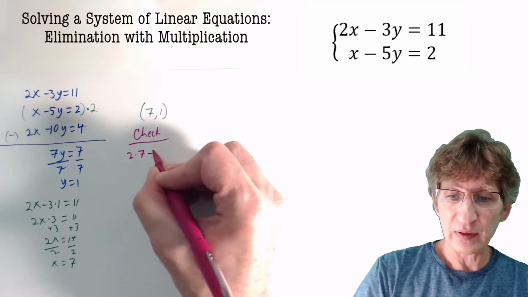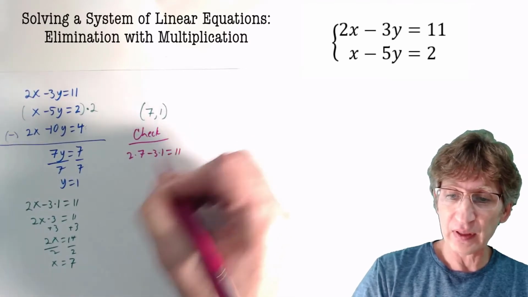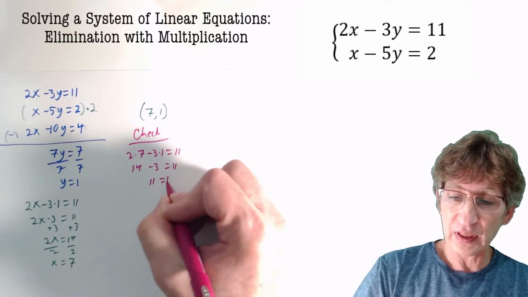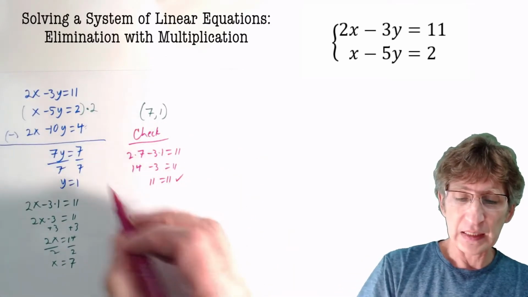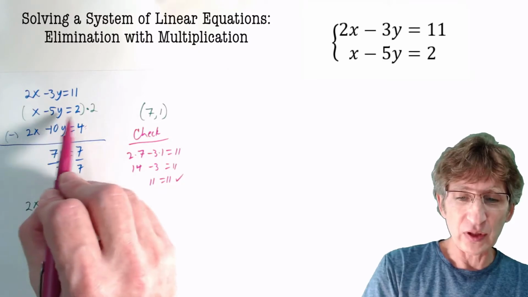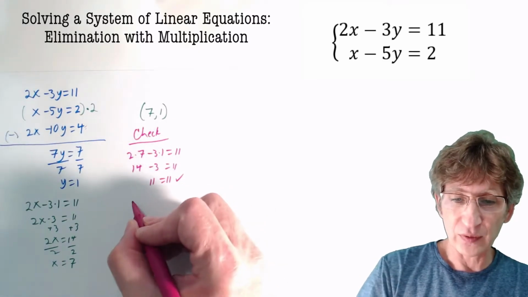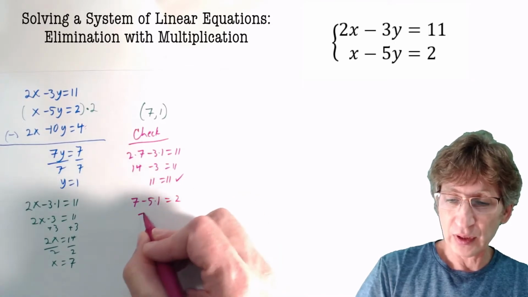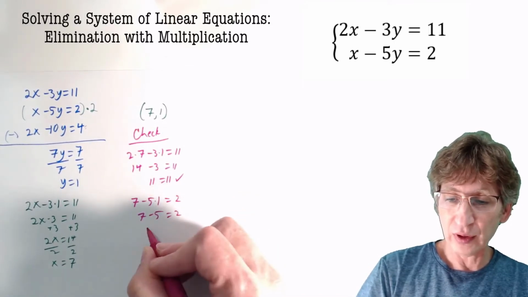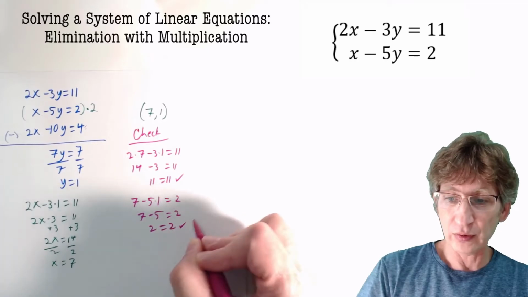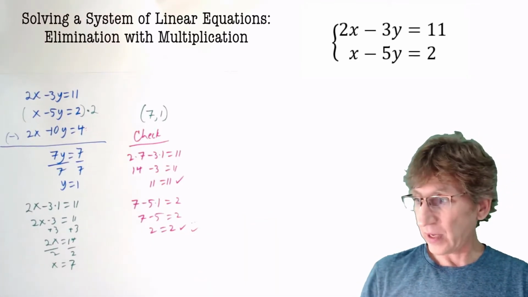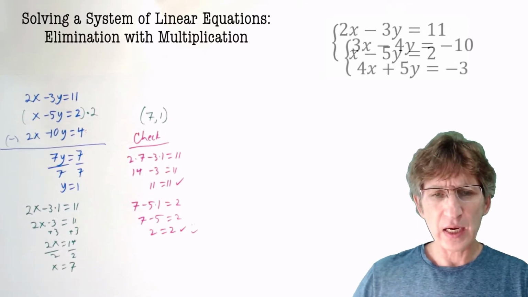2 times 7 minus 3 times 1 is 11. 14 minus 3 equals 11. 11 is 11. And in the original form of the second equation, 7 minus 5 times 1 equals 2. 7 minus 5 equals 2. 2 equals 2. That is correct. Terrific. Well, let's try another example.